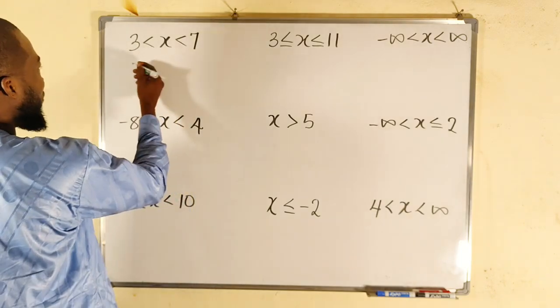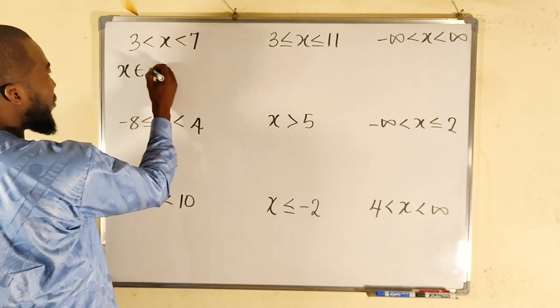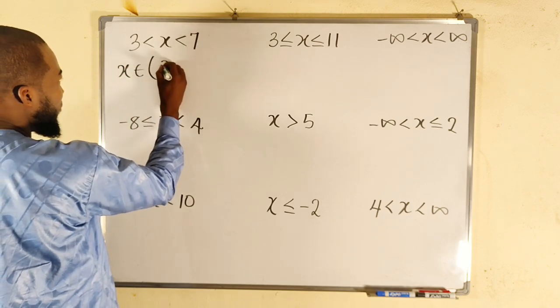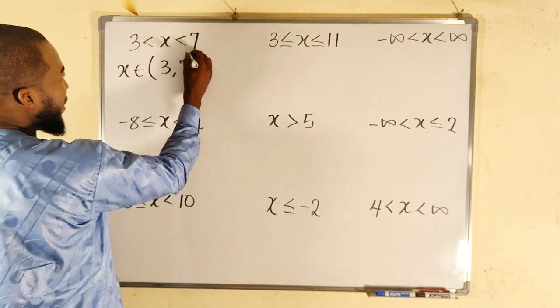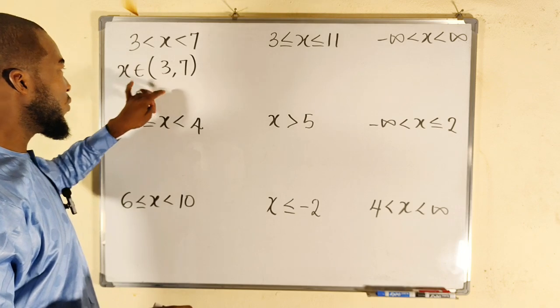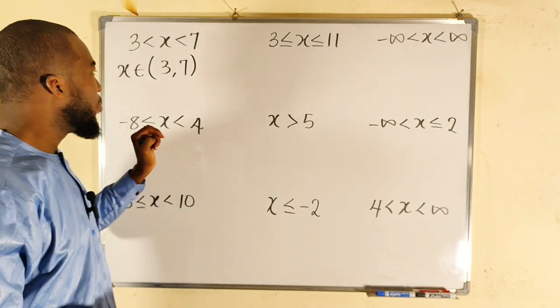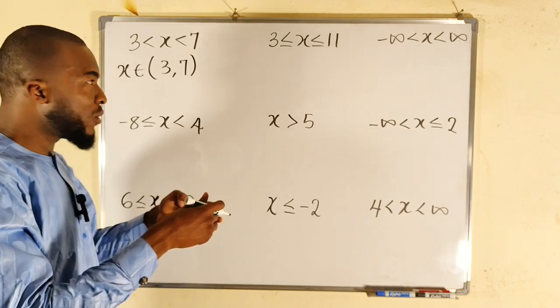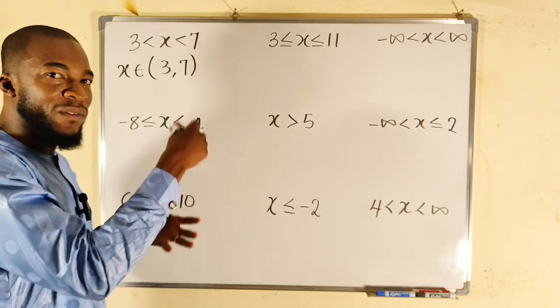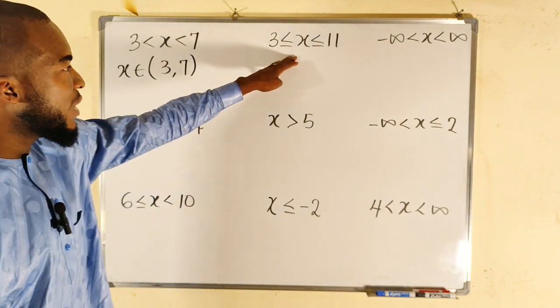So how can we express it? We can say that the values of x belong to the set of values from 3 down to 7. This is how we express an inequality using interval notation. You see, we use parentheses to indicate that 3 and 7 are excluded, but the values could be 3.1, or we can use integers like 4, 5, and 6, excluding 3 and 7. Let's move to the other one here.